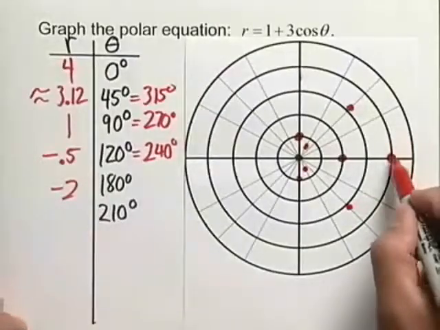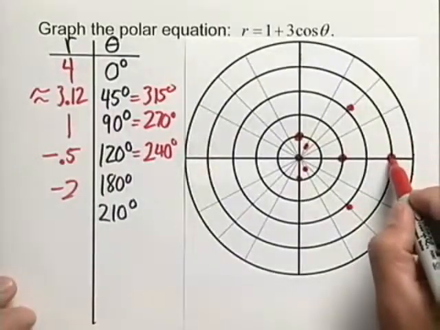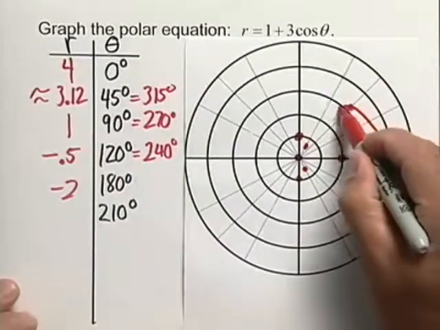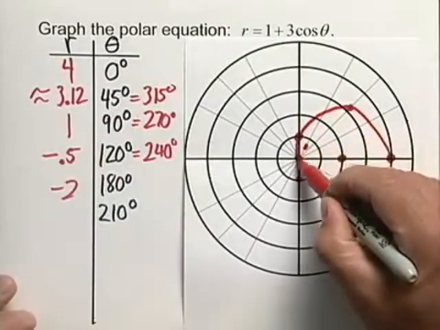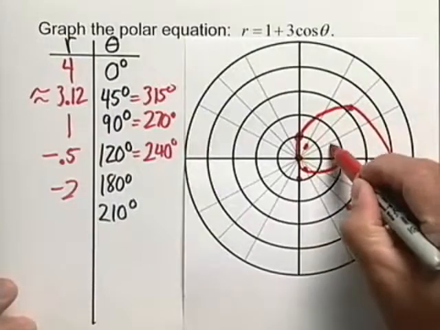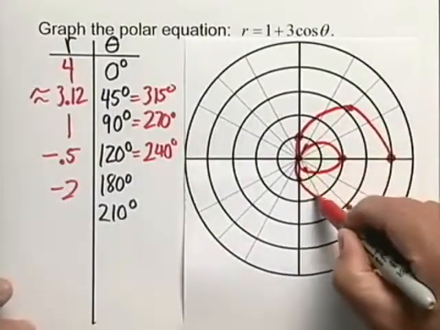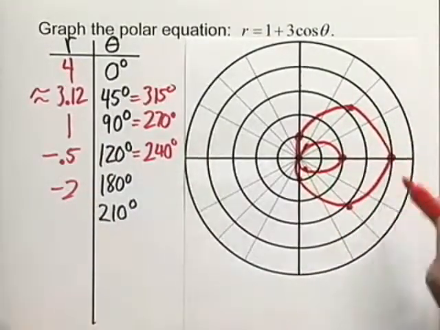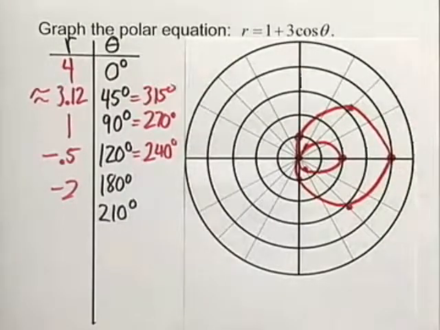Remember, we started with 4, 0, and as you graph this, it looks something like this. It takes some doing and some practice to graph this, called a limacon. Comes around, and we tie this in, and there's our nice graph of the polar equation r is equal to 1 plus 3 cosine theta.